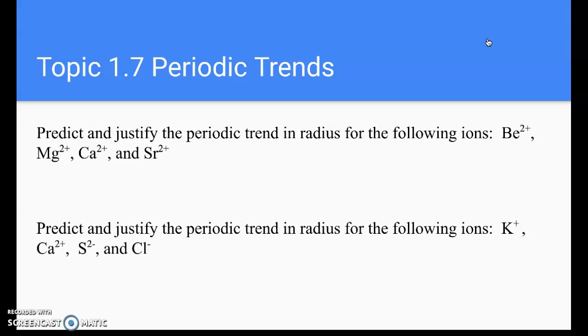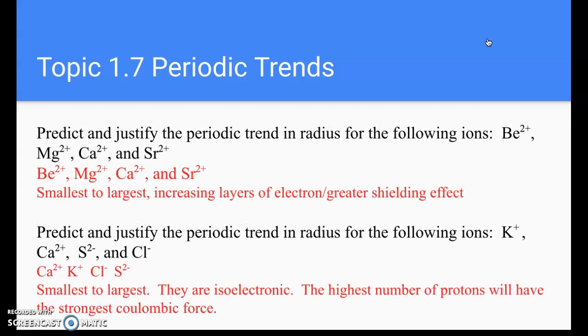The second one is predict and justify the periodic trend in radius for the following ions: potassium +1, calcium +2, sulfide -2, and chloride -1. This is an example where all those ions are isoelectronic with argon. So you want to order them. The largest one is going to have the fewest protons. That's going to be the sulfide ion, and then chloride, and then potassium, and then calcium positive 2 is going to be the smallest one because it has the most protons.